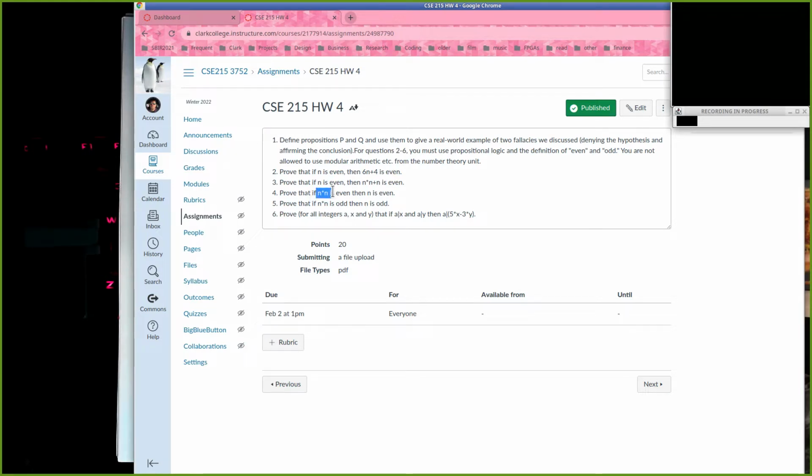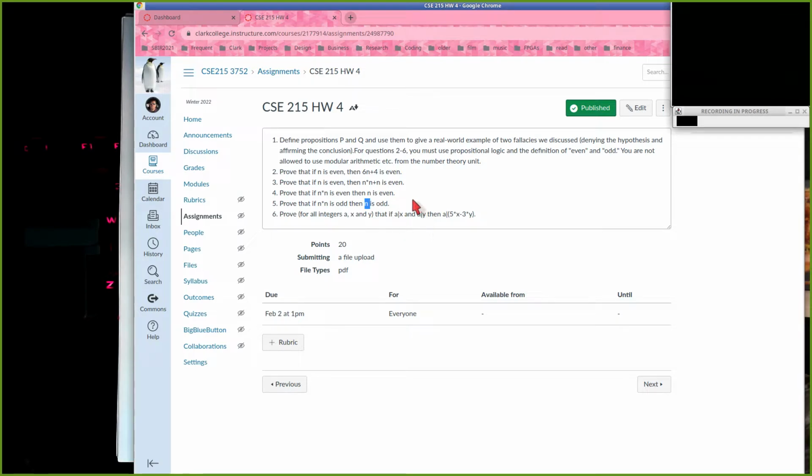Prove that if n² is even, n is even. And prove that if n² is odd, n is odd. And we did one of these on Monday. But if you need to use some other facts about evens and odds and squares and stuff, you need to either do those as an earlier problem or as part of this problem.